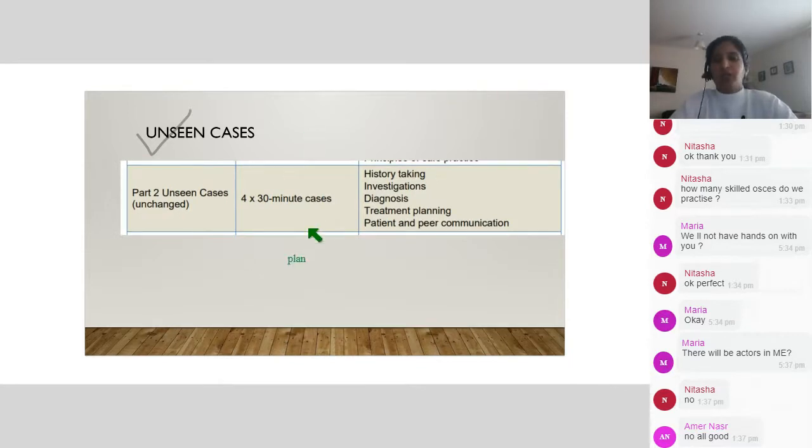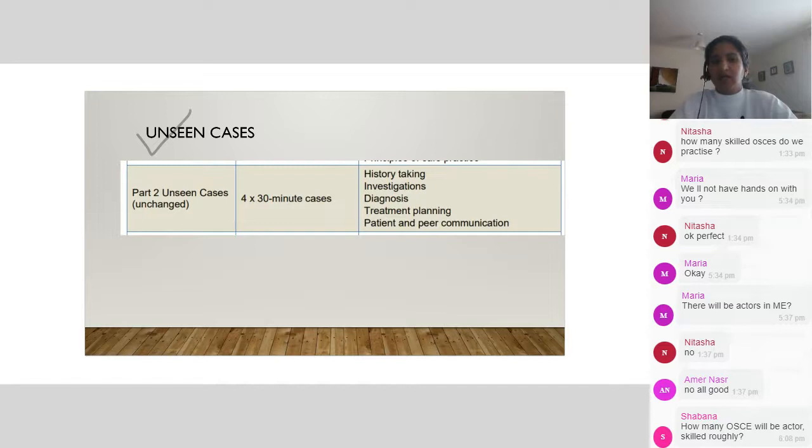Okay. Now in unseen cases, I don't know why they call it unseen cases. It feels as if it is out of the blue. But it is basically the same diagnosis and treatment planning of the normal cases which you see in your dental. Okay.